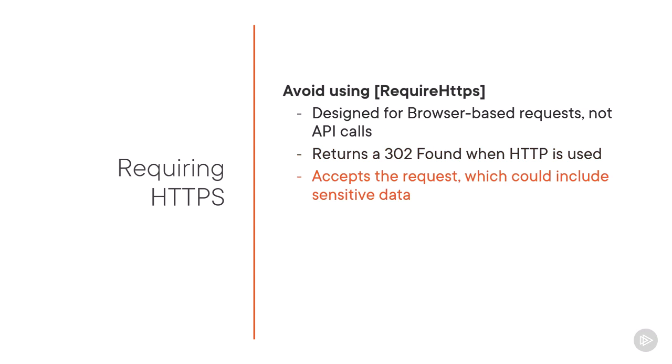API clients may not pay attention to 302 Found responses, and therefore may not redirect as expected. What's more, the original request might have sensitive data in it, so even before the API is telling the client that it should use HTTPS, it may be too late if they've already sent sensitive information like passwords using HTTP. A better approach is to reject all HTTP traffic entirely.